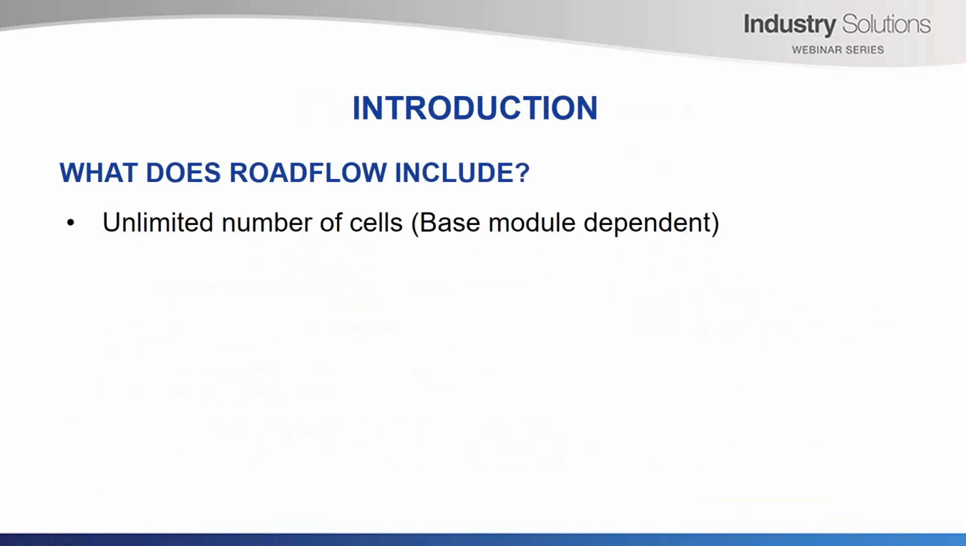So what does RoadFlow include? It includes an unlimited number of cells for calculation. This, however, is dependent on the base module of the license you currently have for 12D. Constant intensity rainfall on grid, the quickest way to get water onto a surface to start seeing the flow paths and how it reacts over the flow.